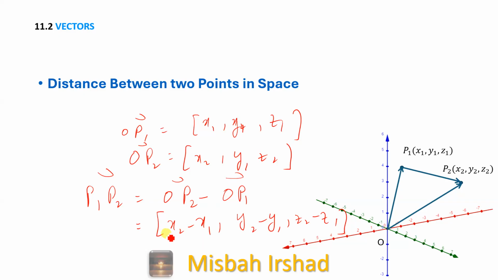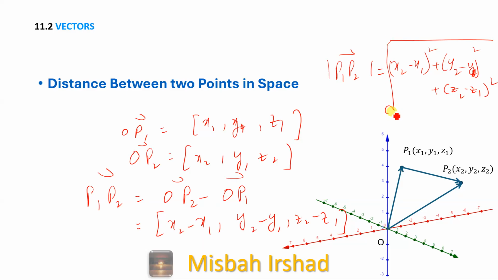Now, the magnitude of this vector is actually the length of this vector P1P2. So the magnitude of this vector is: x2 minus x1 squared, square each of the components, add them, and then take the square root. So, y2 minus y1 squared plus z2 minus z1 squared, whole square root. So this is the distance between 2 points, which is actually the magnitude of the vector joining these 2 points.